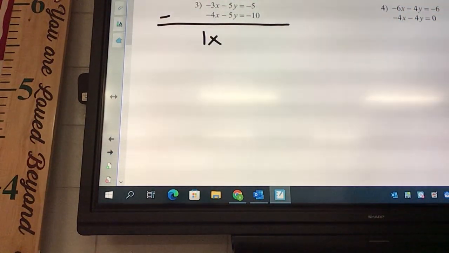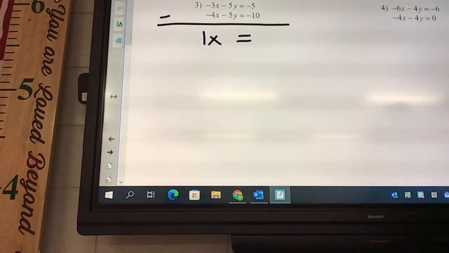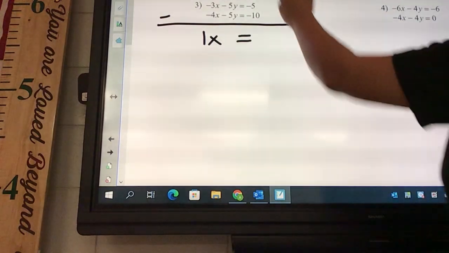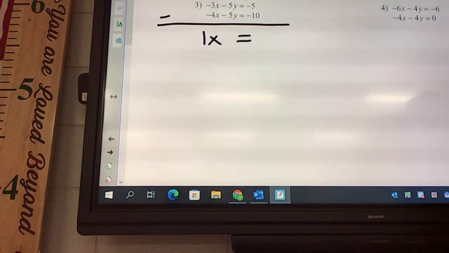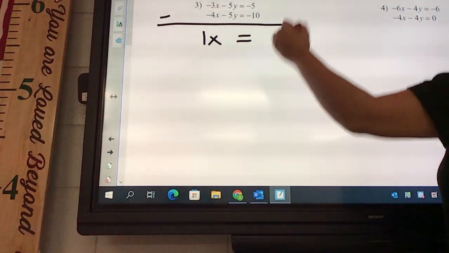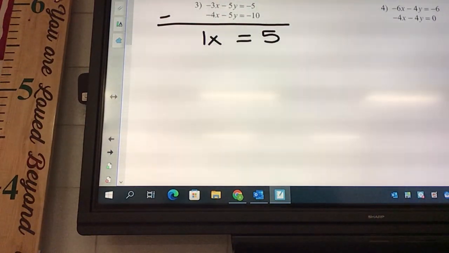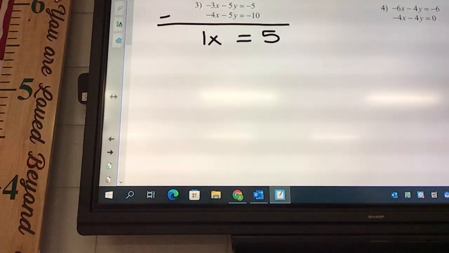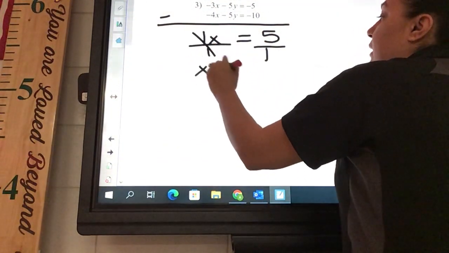Okay, negative 5 minus negative 5. It's going to be 0, okay? That way those cancel. Negative 5 minus negative 10. So you're going to change this to a plus. Yep, so it's going to be 5. Okay, and then what do we do? Yeah, we're going to divide by 1. So we get x equals 5.